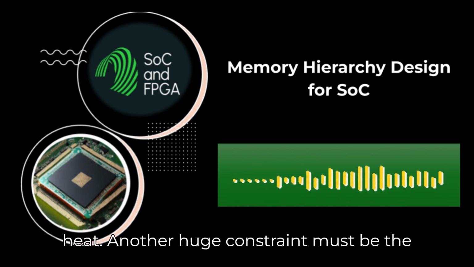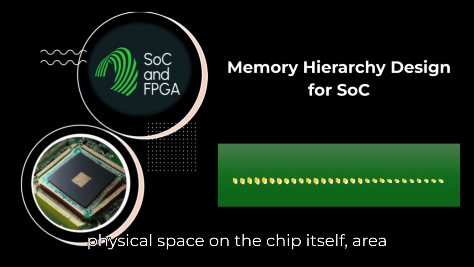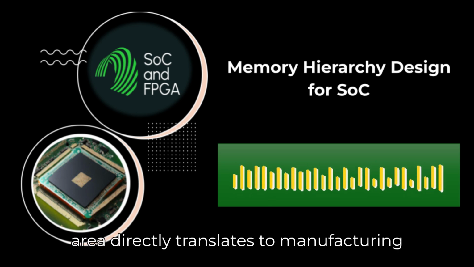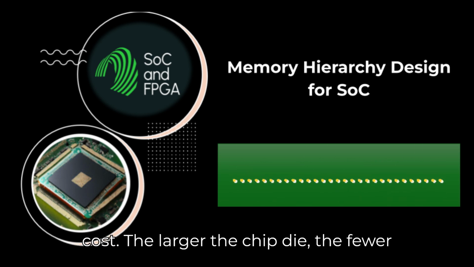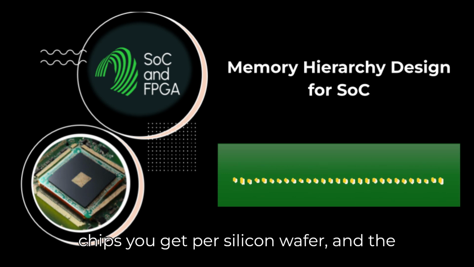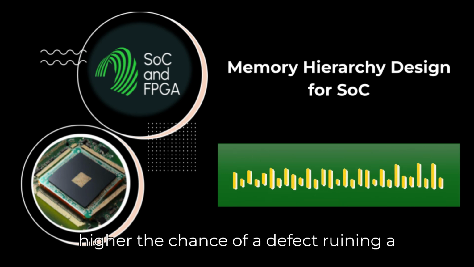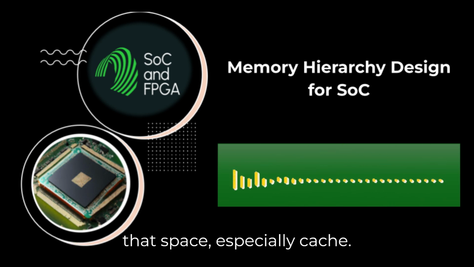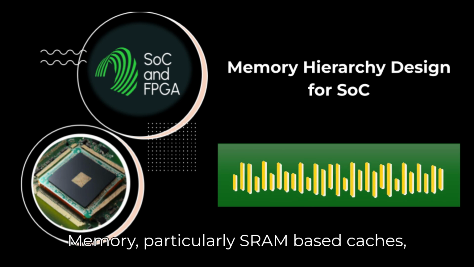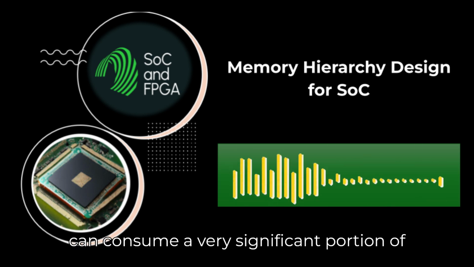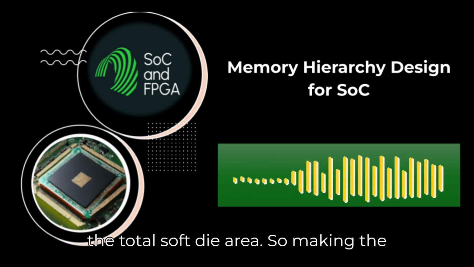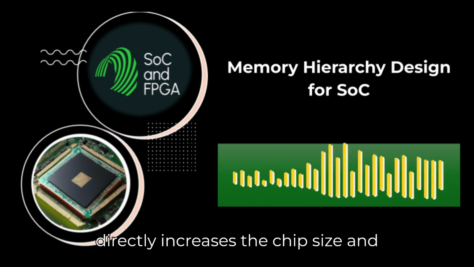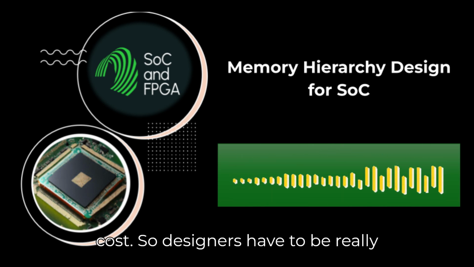Another huge constraint must be the physical space on the chip itself. Area optimization on die. Silicon isn't cheap or unlimited. You bet. Chip area directly translates to manufacturing cost. The larger the chip die, the fewer chips you get per silicon wafer, and the higher the chance of a defect ruining a chip. So minimizing area is critical for economics. And memory takes up a lot of that space, especially cache. Memory, particularly SRAM-based caches, can consume a very significant portion of the total die area. So making the cache bigger to improve performance directly increases the chip's size and cost. So designers have to be really clever about saving space.